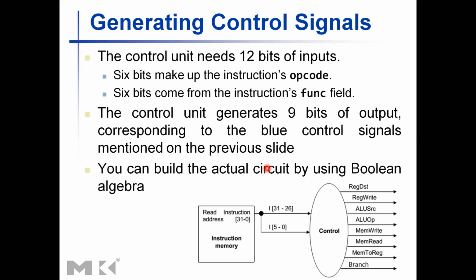Right. So this diagram shows what we were discussing so far in this slide. So you only need the most significant 6 bits, which is the opcode, and the least significant 6 bits, which is the func field or the function field for R-type instructions. So with those inputs, you can generate this set of control signals.